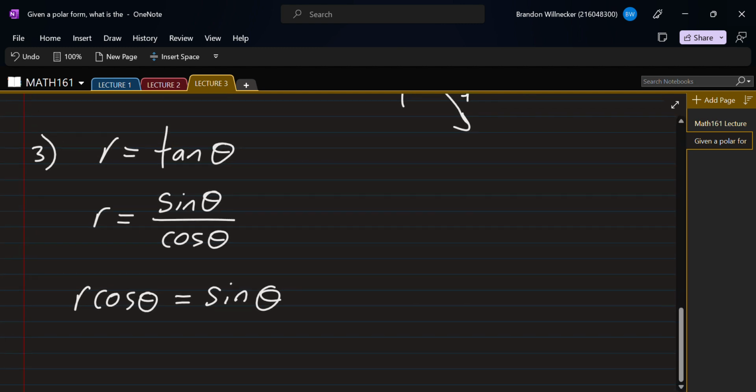Okay, now this one's going to be a bit more complicated than before, but it's not so bad. We've got r cos theta. We know that's going to be x, that's fine. But on the right, we just have sine theta. Okay, we can't convert that to y because we need r sine theta. So let's multiply both sides by r.